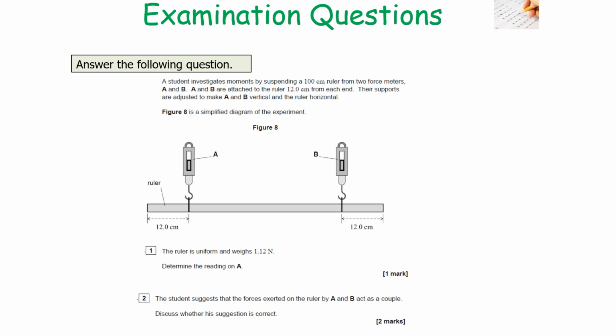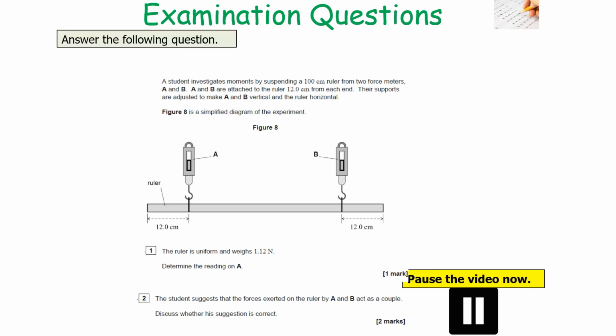A student investigates moments by suspending a 100 centimeter ruler from two force meters A and B. A and B are attached to the ruler 12 centimeters from each end. Their supports are adjusted to make A and B vertical and the ruler horizontal. The ruler is uniform and weighs 1.12 newtons. Determine the reading on A. Then the student suggests that the force exerted on the ruler by A and B act as a couple. Suggest whether his suggestion is correct. Right, so pause the video now, then unpause the video when you want to go through your answer.